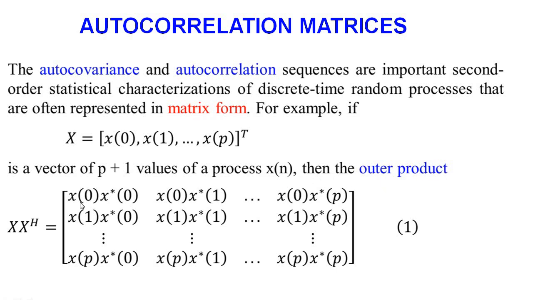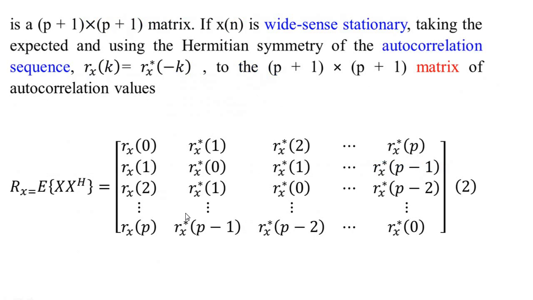Then consider the outer product x into Hermitian of x. Hermitian of x is conjugate of x of 0, conjugate of x of 1, up to conjugate of x of p. So that outer product is given as x of 0 into conjugate of x of 0, x of 0 into conjugate of x of 1, and so on, x of 0 into conjugate of x of p, and the rest remains the same. So this is the outer product, and it is a matrix of p plus 1 cross p plus 1.